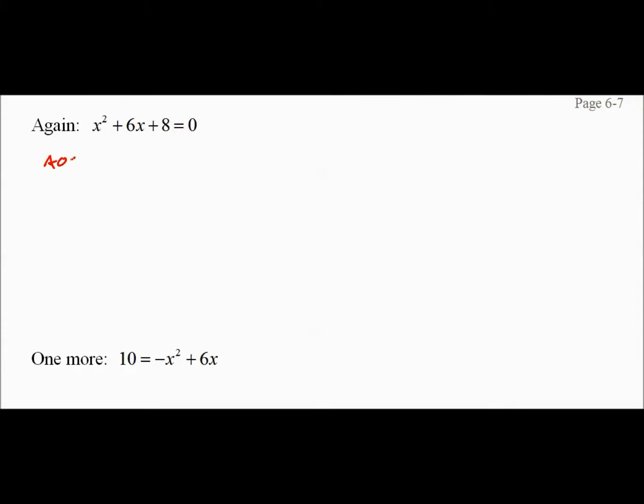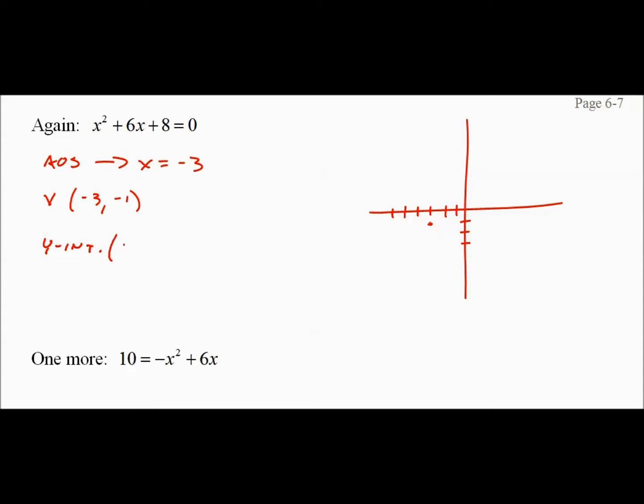And we get axis of symmetry, x equals negative 3. Plug it back in. We get a vertex at negative 3, comma negative 1, I believe. So now I'm getting very quick and simple with my graphing because I'm just looking for the roots. I don't have to make it perfect. I know it's going to have a y-intercept of 0, 8.